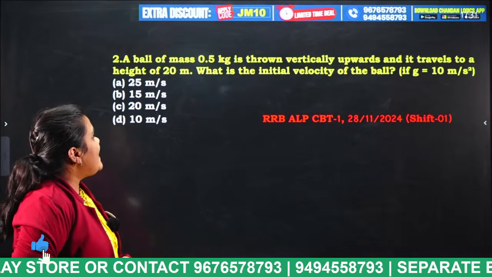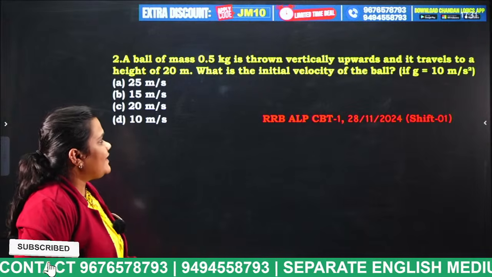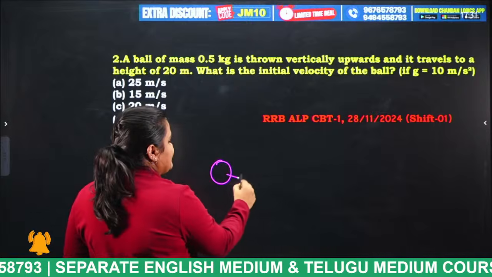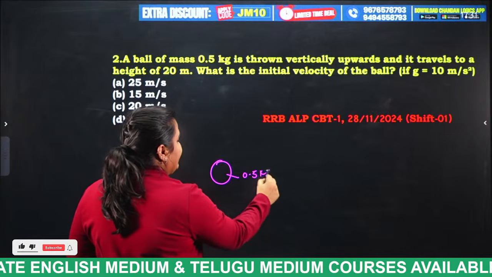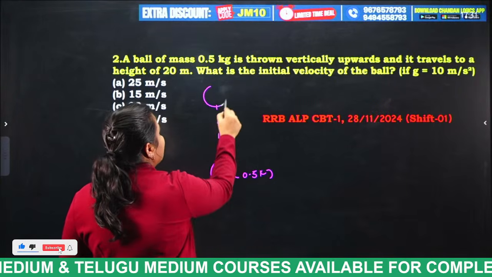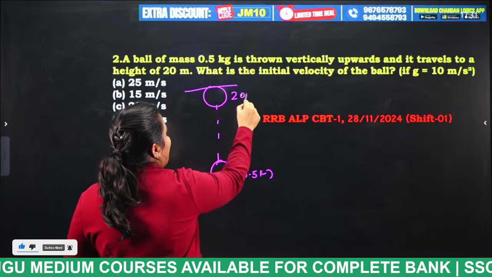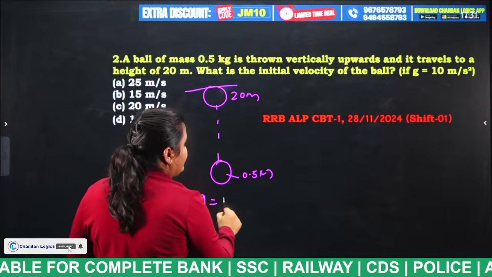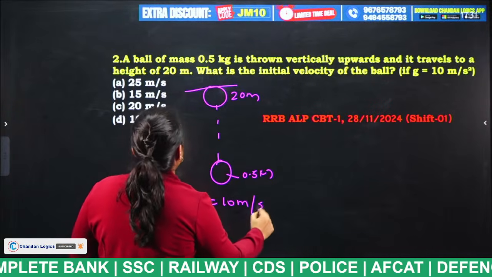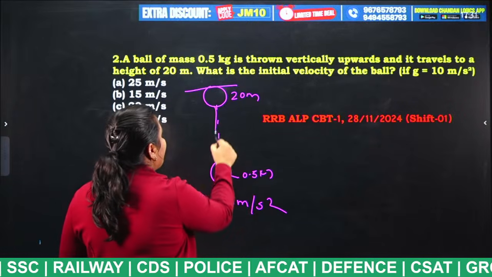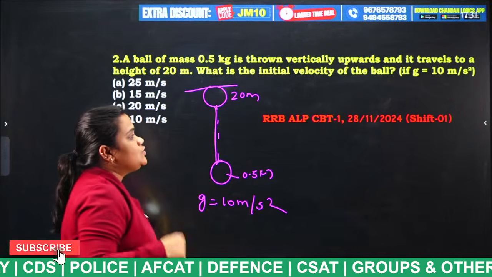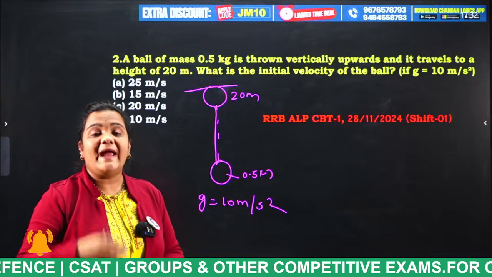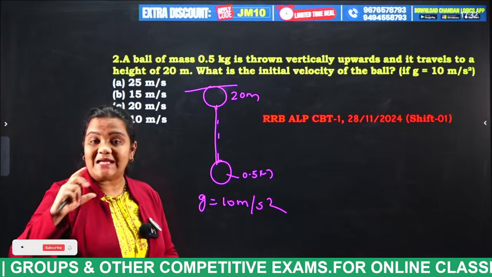A ball of mass 0.5 kg is thrown vertically. So they are saying that a ball having mass 0.5 kg is thrown upwards. How much height, students? 20 meters height. Acceleration due to gravity is 10 meters per second square, and the height of the ball thrown is 20 meters. So they are asking from which velocity the ball has been thrown upwards.